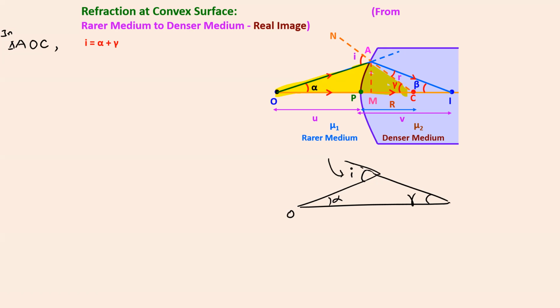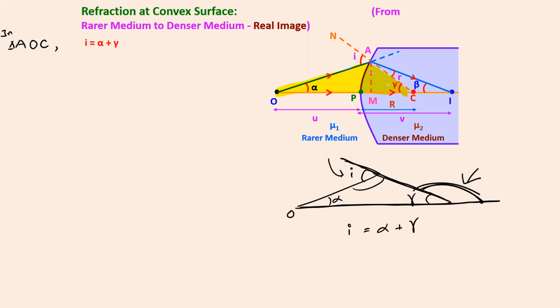So exterior angle is always the sum of these two. Exterior means if you extend any one of the lines, then whatever the angle over here, that will be the sum of the other two, not this gamma, but the other two. You have learned this in 9th standard. We know that I is equal to alpha plus gamma.